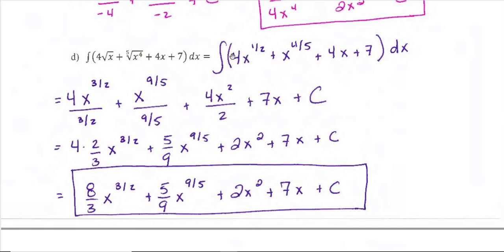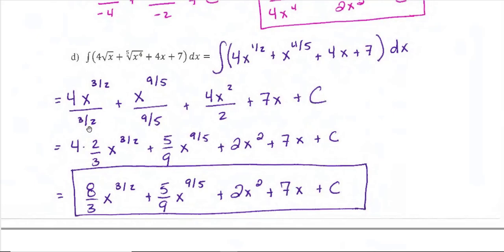Using that same rule, that's going to be 4 times x to the 1/2 plus 1 divided by 1/2 plus 1, plus x to the 4/5 plus 1 divided by 4/5 plus 1, plus 4 times x to the 1 plus 1 over 1 plus 1, plus 7 times x, and then plus c.